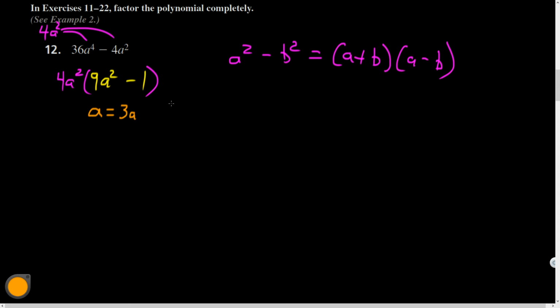So A would be 3A, and B would be 1, and it matches the difference of squares pattern.